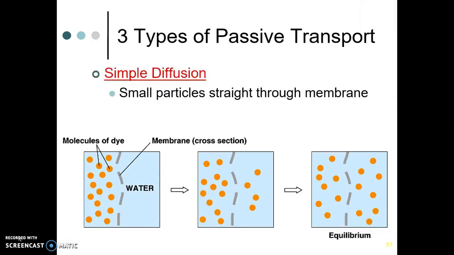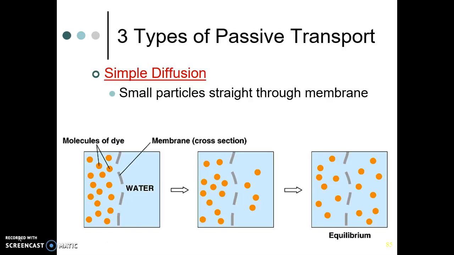So there are 3 types of passive transport. Okay, all 3 types require no energy. All 3 types are going to have molecules going from high concentration to low concentration. So type 1 is called simple diffusion, or sometimes it's just called diffusion. Okay, same thing, 2 slightly different words.